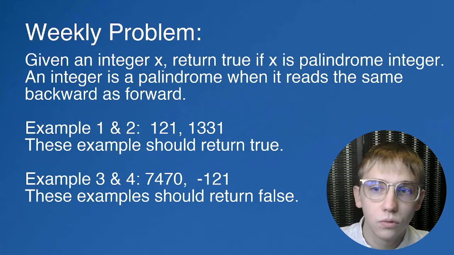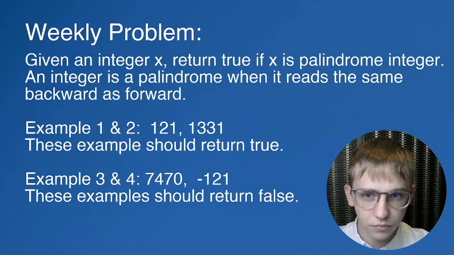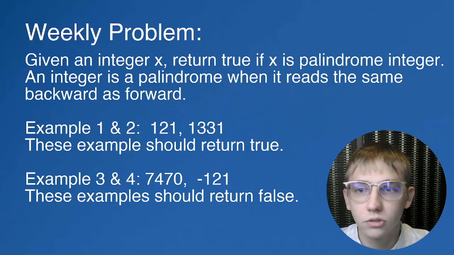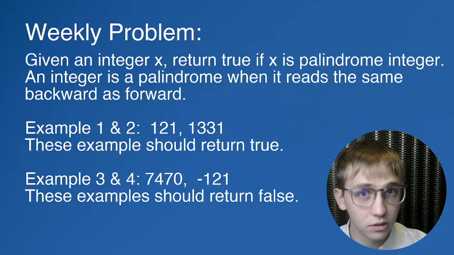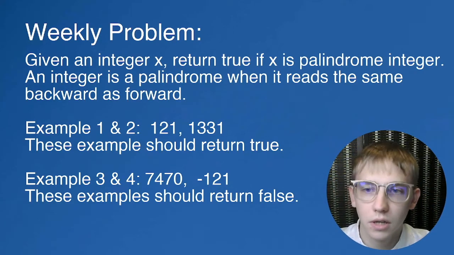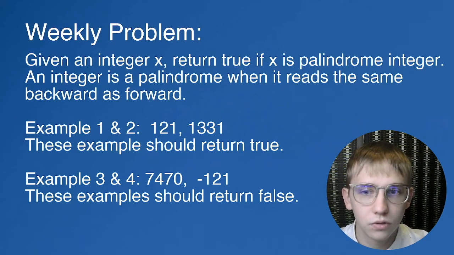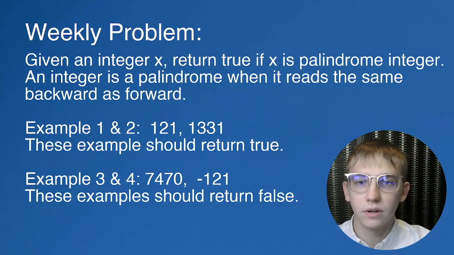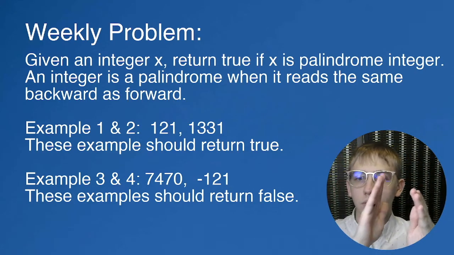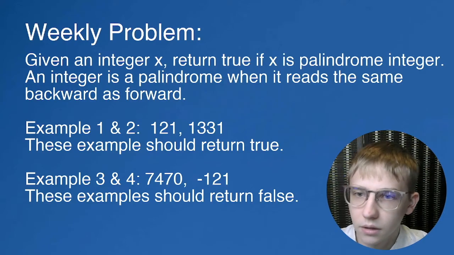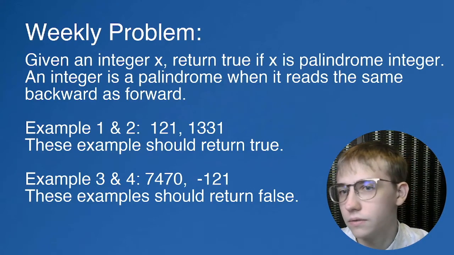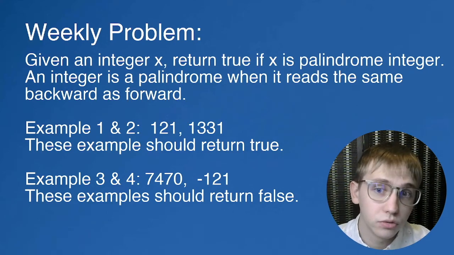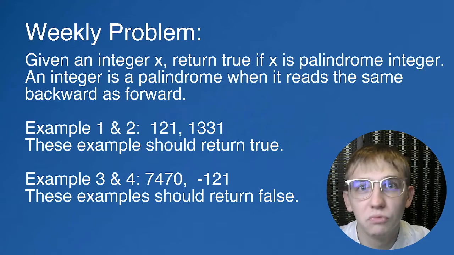Examples 3 and 4: 7470 will return false because it is not a palindrome. This is actually a special case because there's a 0 on the end. If there's a 0 on the end, it'll always return false. And then negative 121 is also false, and this is also a special case because a negative will never have a negative on the other side to reverse itself. So these will return false, and if there wasn't a negative sign on the 121, it would return true, but the negative sign just ruins the day.